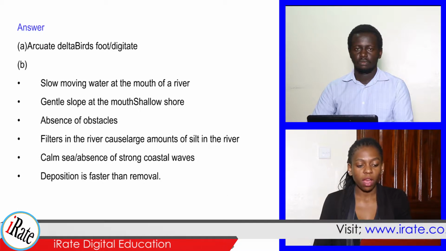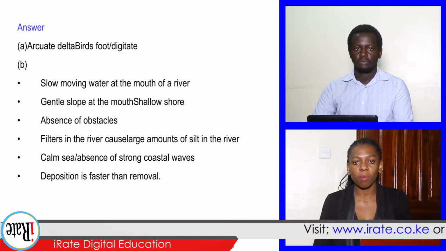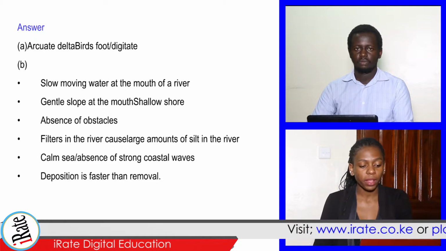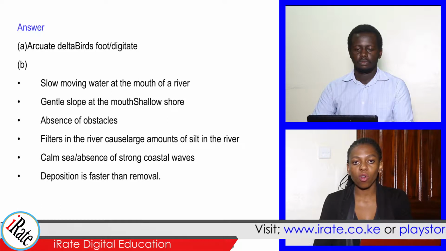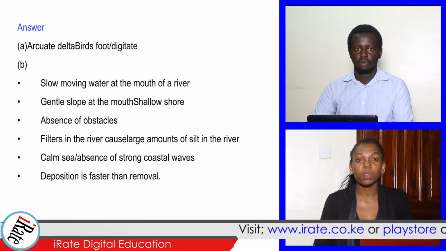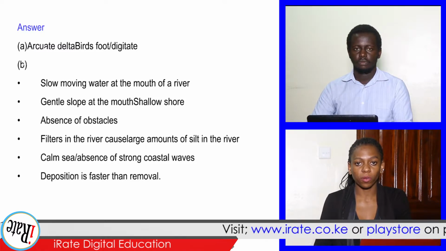Shallow shore, absence of obstacles. Floods in the river cause large amounts of silt in the river. Calm sea or absence of strong coastal waves. Deposition is faster than removal.